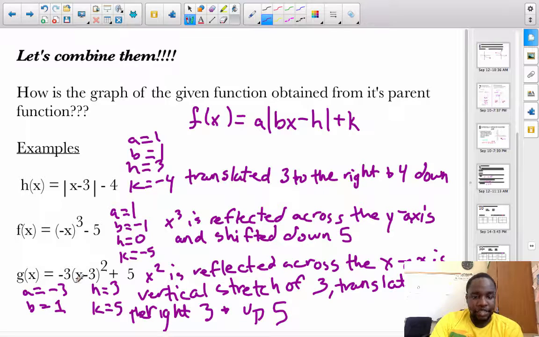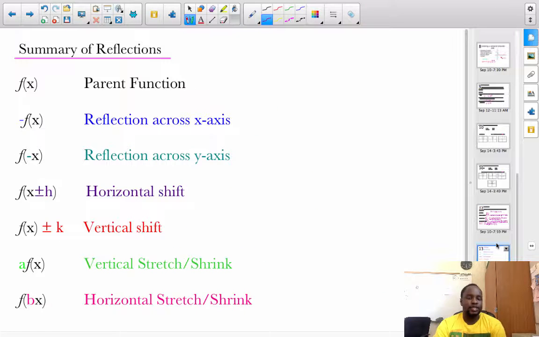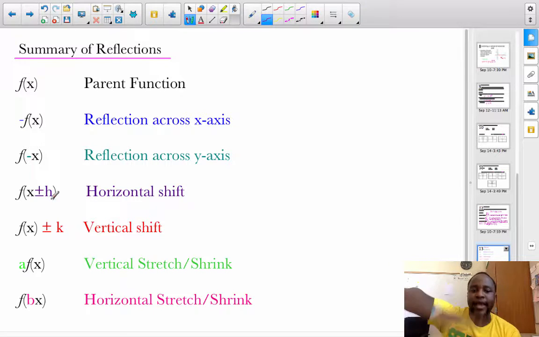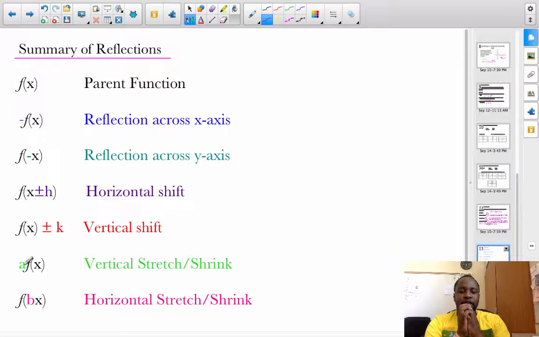Okay, so the key things here are identifying A, B, H, and K. And then here's just the review. If we have a negative A, it reflects across the x-axis. If we have a negative B, it reflects across the y-axis. H has a horizontal shift. K has a vertical shift. A can stretch or shrink vertically, and B can stretch or shrink horizontally.